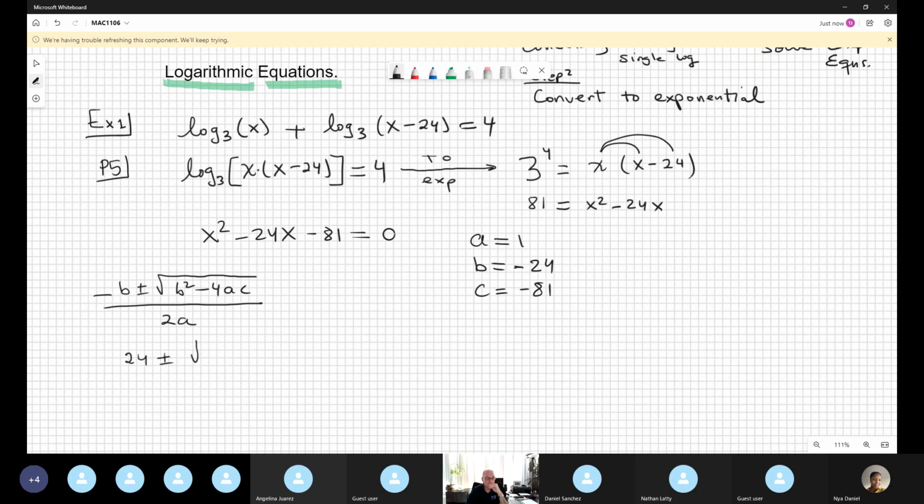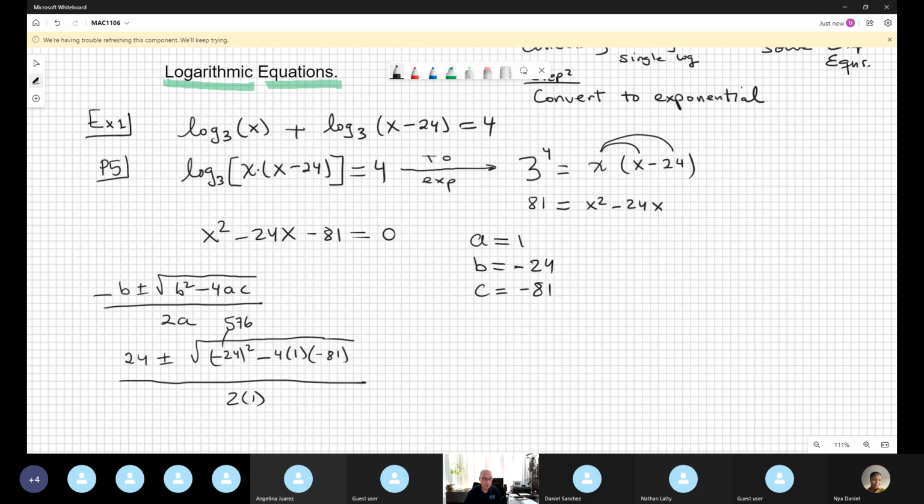Plus and minus the square root. Inside we have minus 24 squared. Of course, using the calculator, minus 4 multiplied by 1 because A is 1 and C is negative 81. Be careful with the signs. Divided by 2 times 1. Minus 24 squared, I know it's positive because any negative number squared becomes positive. It is 576.